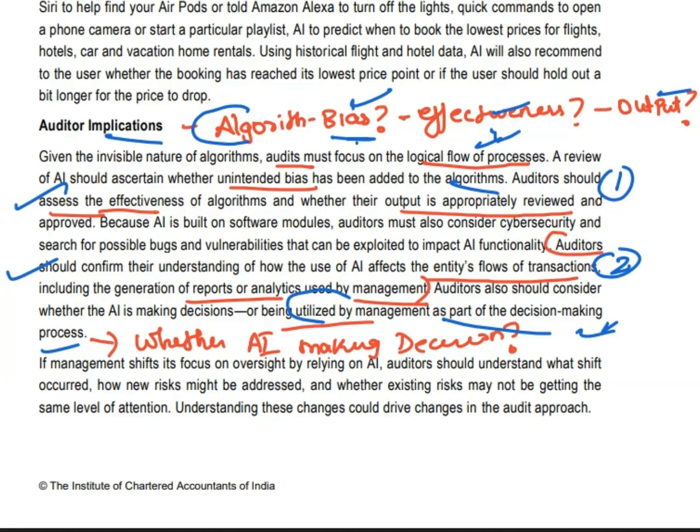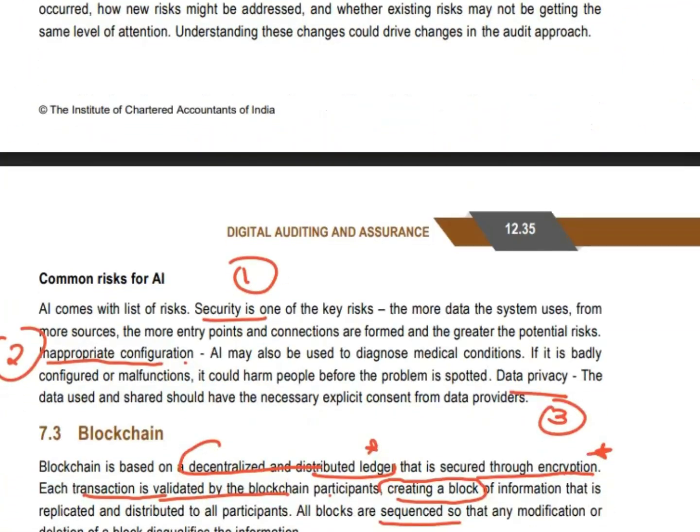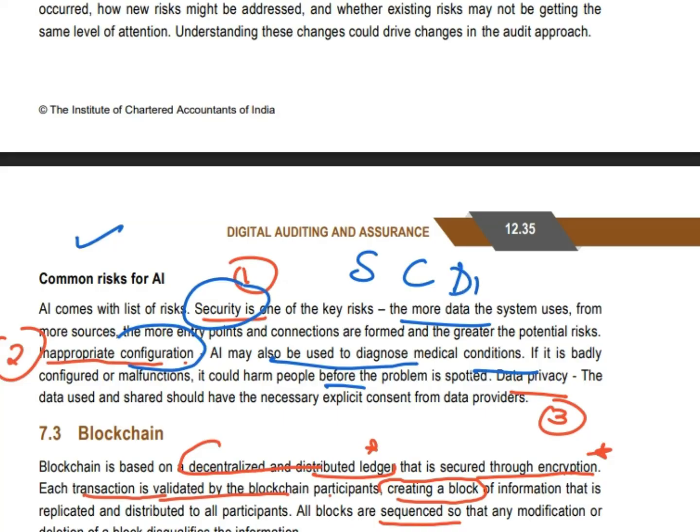Here I have given just keywords to get into deeply. After this, what are the common risks of AI? Security is one of the key risks. Then inappropriate configuration: if any configuration is made which is not correct, it is going to affect everything, a greater risk. AI is also used in the diagnosis of medical conditions. If there is a bad configuration or malfunction, it could harm everyone before it is spotted. So security is the first problem, configuration is the second, and data privacy is the last problem.